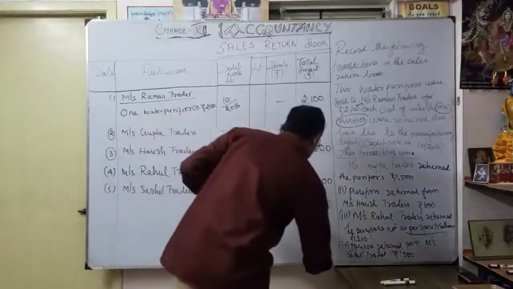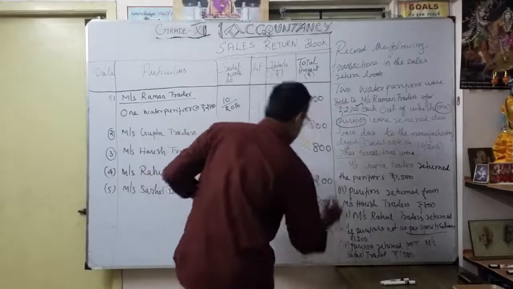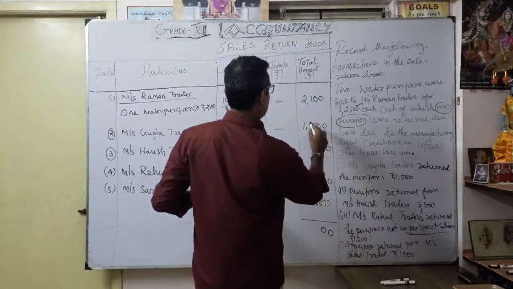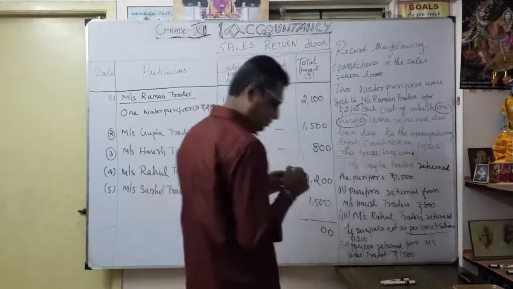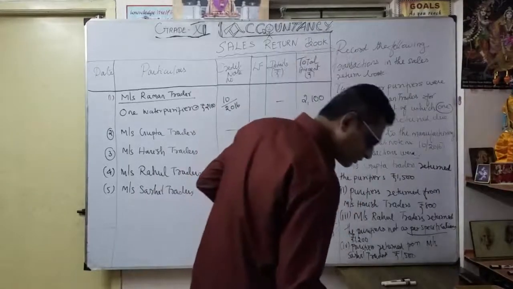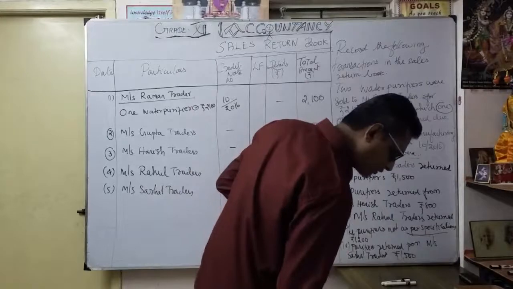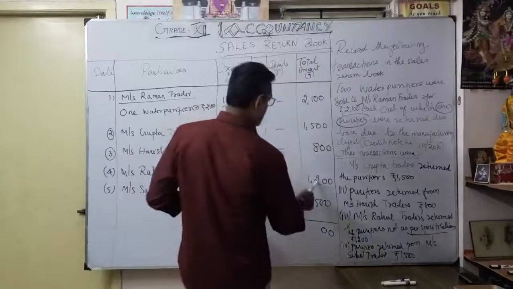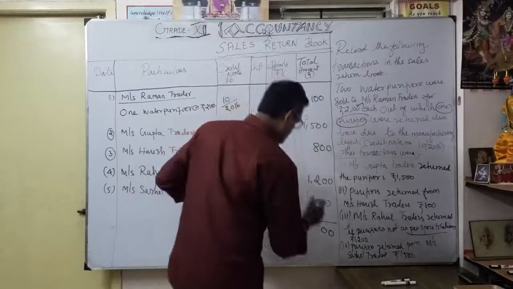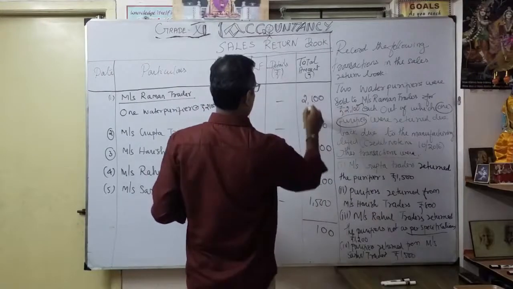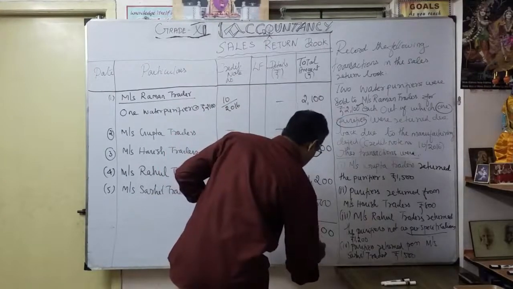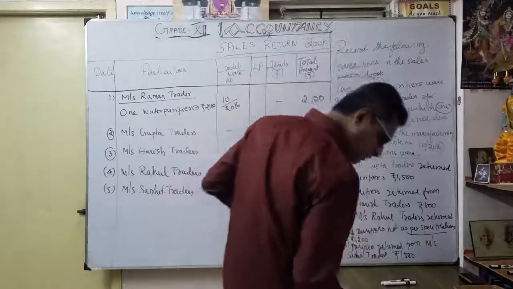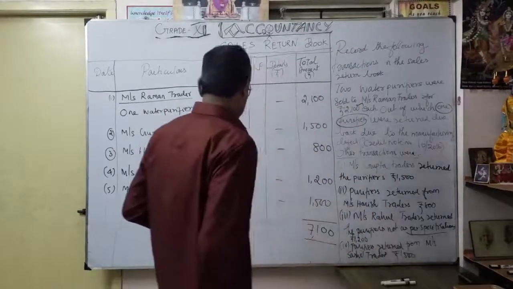Now we will see what is the total. 2,100, 1,500, 800, 1,200, 1,500. So 5 plus 2, 7, 15, 20, 21, and balance 2. So 4, 5, 6, 7. So how much? 7,100. Isn't it? Yes, 7,100. So what are you going to write here?